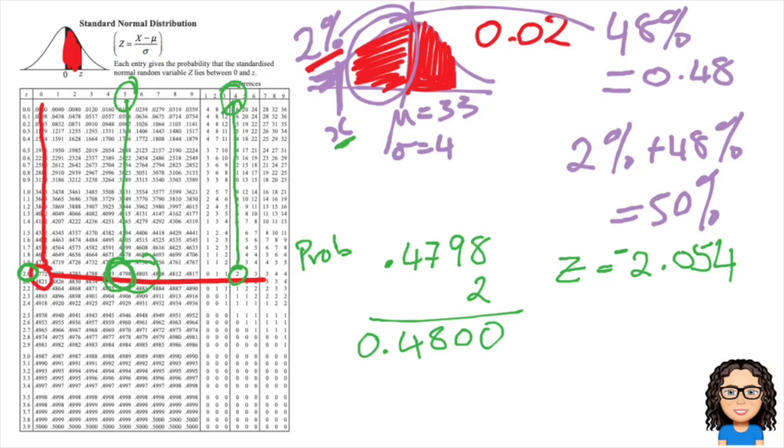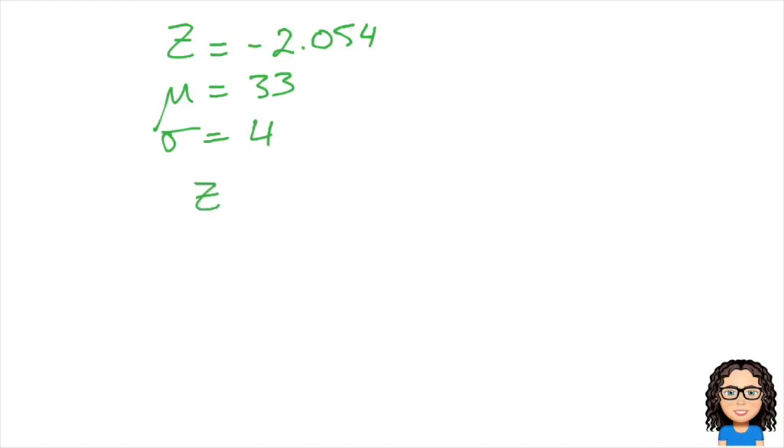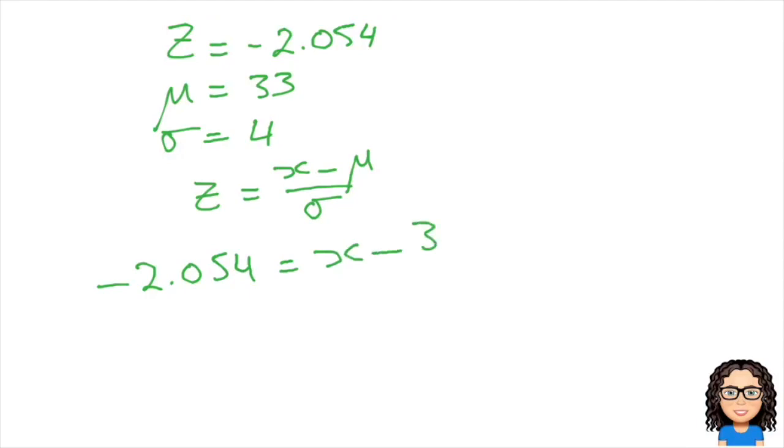Now that I have the Z value, I can use my formula. I know Z, I know the mean, I know the standard deviation, so now I'm going to solve to find x. Let me just write this one in. So Z equals negative 2.054. I've got a mean of 33, and I've got a standard deviation of 4. So here's our formula. Z equals x minus the mean over the standard deviation. So Z is negative 2.054. X, well, that's what we're trying to find out. The mean is 33, and our standard deviation is 4.